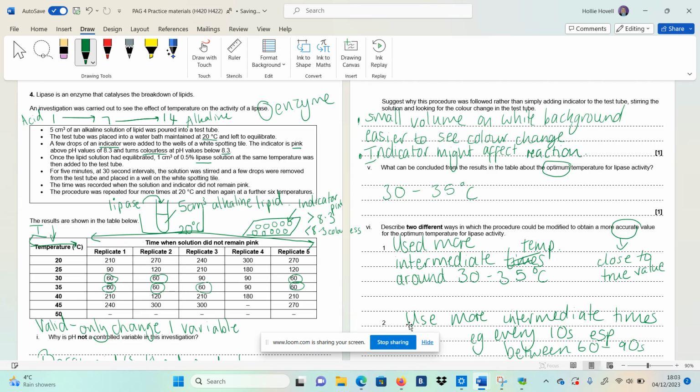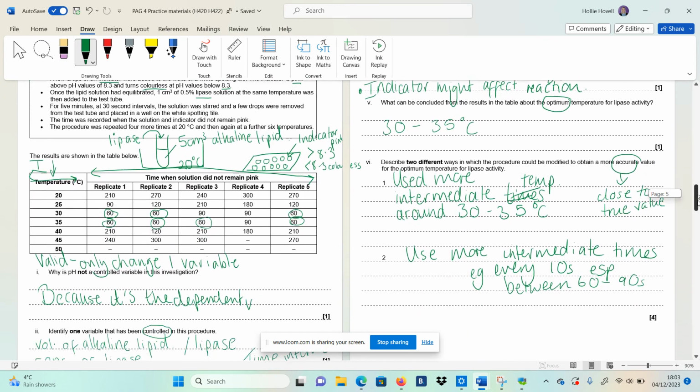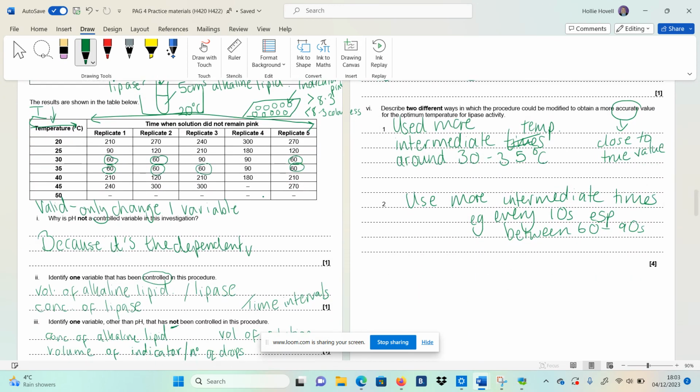Now, because this was a colour change question, we could have used a colorimeter. Anything that's looking for colour changes, you can always use a colorimeter. So you might have said that as your suggestion. And it means it's less subjective, doesn't it, if it's an actual number?